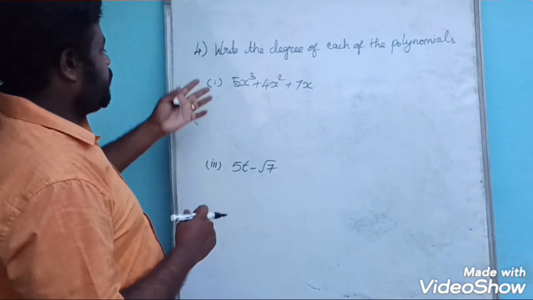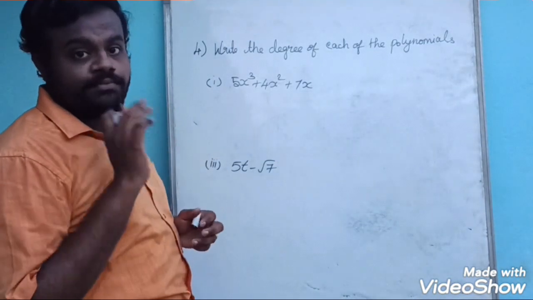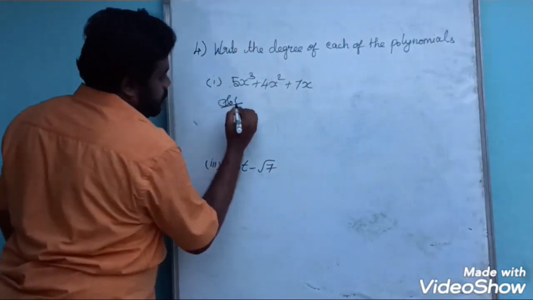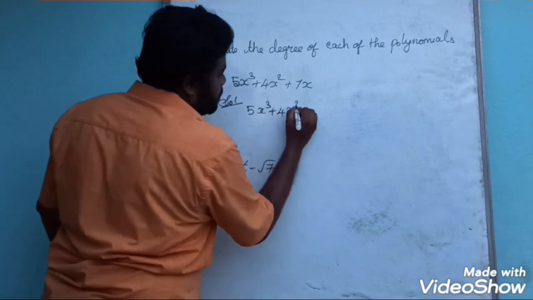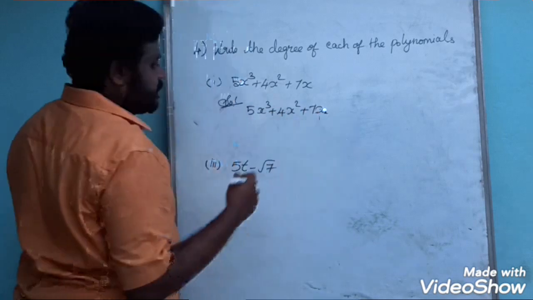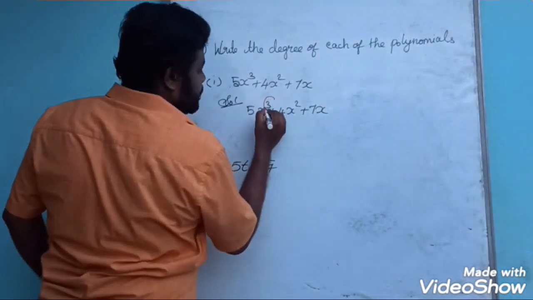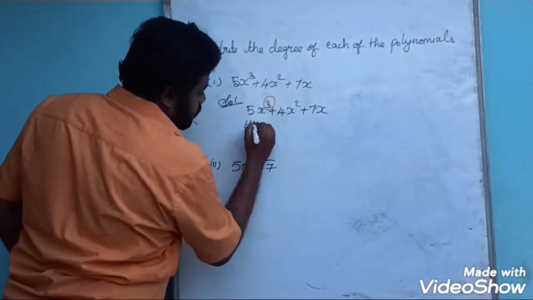Next we move on to question 4. Now we see Roman letter 4. Write the degree of each of the polynomials. First question: already you know that degree is nothing but the highest exponent of the given expression. So the solution: 5x power 3 plus 4x square plus 7x. Here, which is the highest exponent? 3 is the highest exponent.